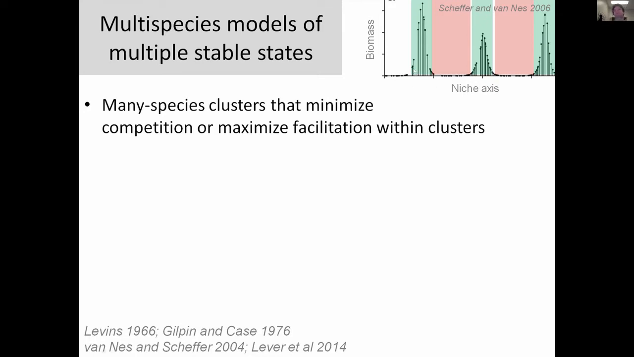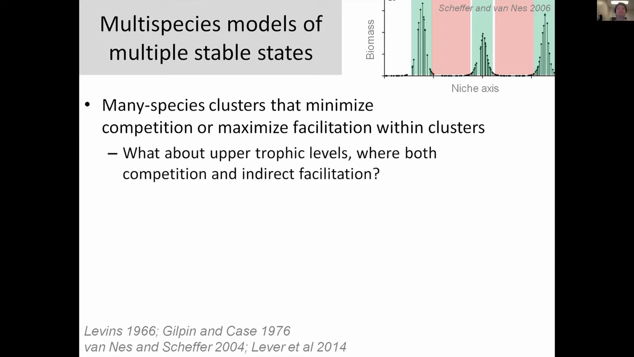And one of the really cool ways to visualize this is if you have a niche axis of competitors, you might actually see clumps of species. So there's minimal competition within the clump, maximal competition between clumps. That's one of the really fun insights from that. And I think Yuri is working on some really interesting evolution problems related to this.